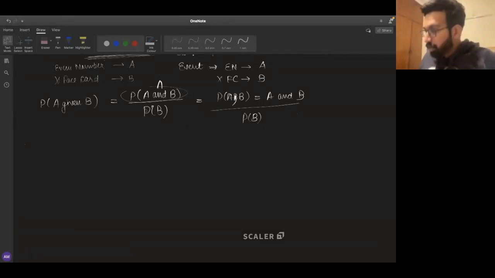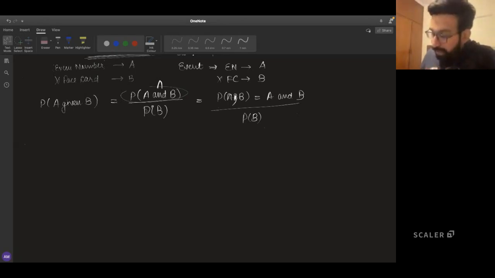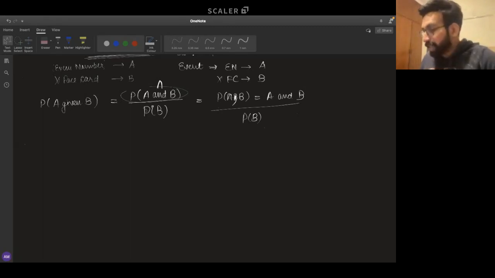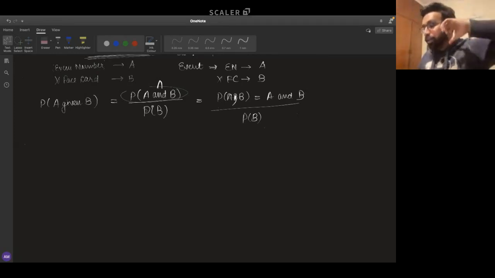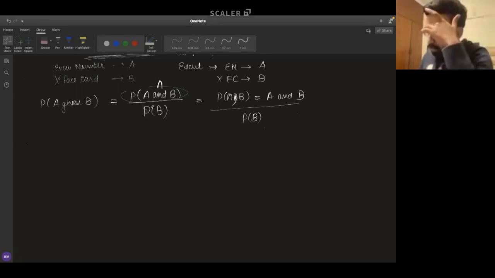Let's say that the face card is not drawn. So how would the probability change? The sample space still remains the same. All cards are equally possible. We are not keeping out the face cards. What we are saying is, let's say somehow you're aware that the host is not going to take out a face card.